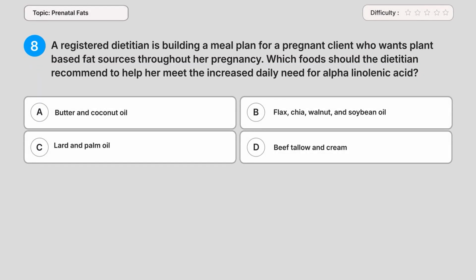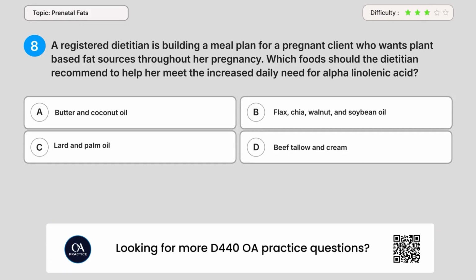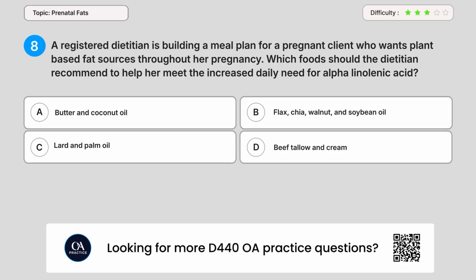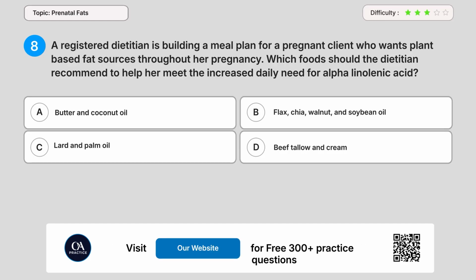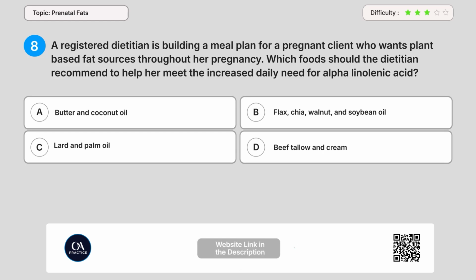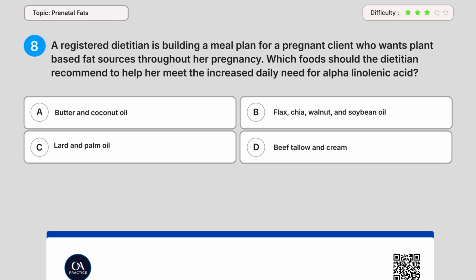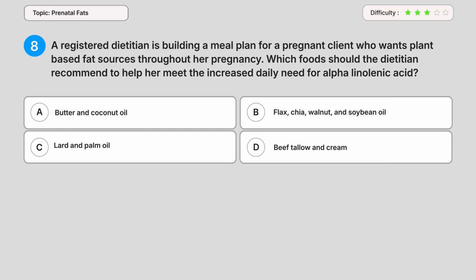8. A registered dietitian is building a meal plan for a pregnant client who wants plant-based fat sources throughout her pregnancy. Which foods should the dietitian recommend to help her meet the increased daily need for alpha-linolenic acid? A. Butter and coconut oil. B. Flax, chia, walnut and soybean oil. C. Lard and palm oil. D. Beef tallow and cream.